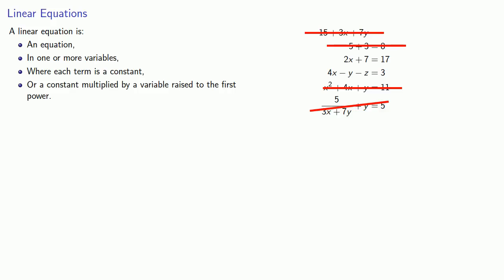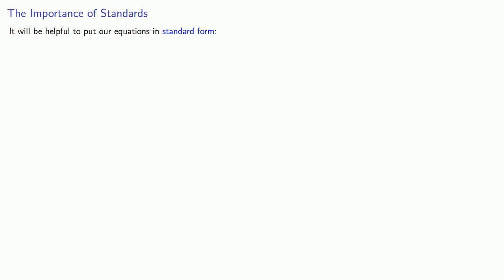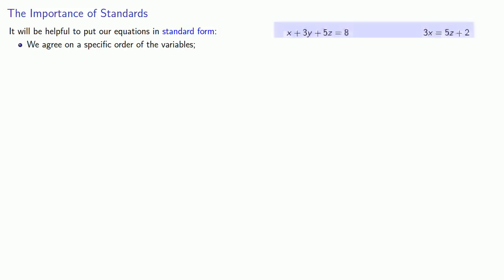If we have two or more linear equations, we also have what's called a system of linear equations, also known as a multilinear system of equations. It'll be most helpful if we put our equations in standard form. First, we agree on a specific ordering of the variables. So if I have a system of equations with three variables, x, y, and z, I might choose the ordering, how about x, y, z?